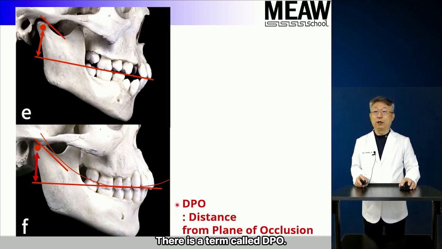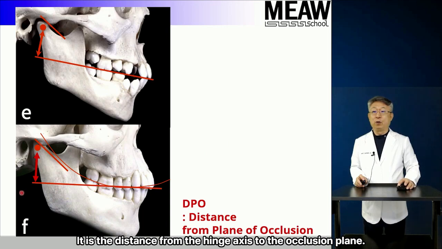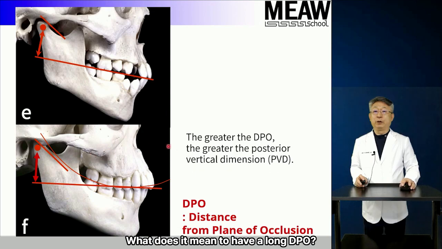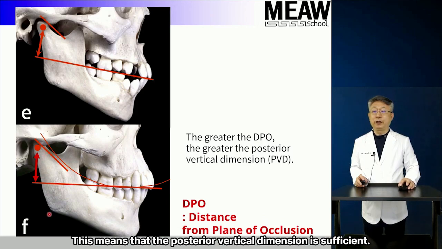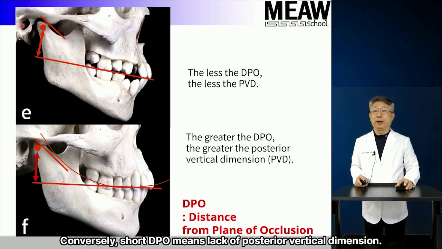There is a term called DPO. It is the distance from the hinge axis to the occlusal plane. What does it mean to have a long DPO? This means that the posterior vertical dimension is sufficient. Conversely, short DPO means lack of posterior vertical dimension.